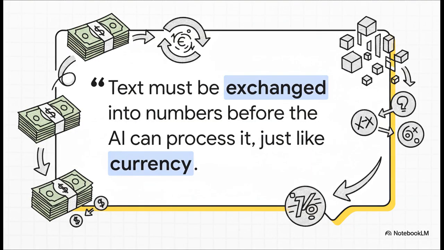A fantastic way to think about this is like exchanging currency when you travel. You can't spend dollars in a country that only uses euros, right? You have to make a trade. It's the exact same idea here. A computer can't spend text until it's been exchanged for its native currency, numbers. Every single one of those tokens gets its own unique number.